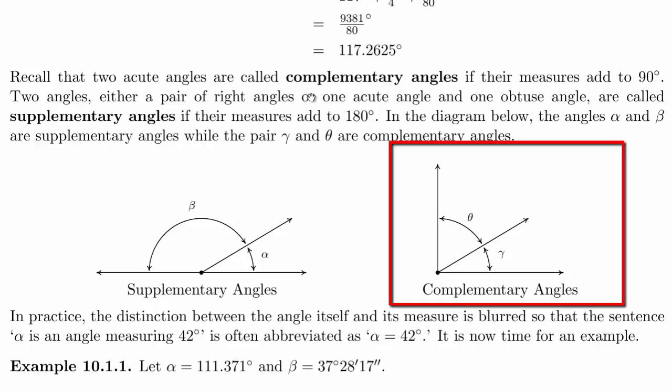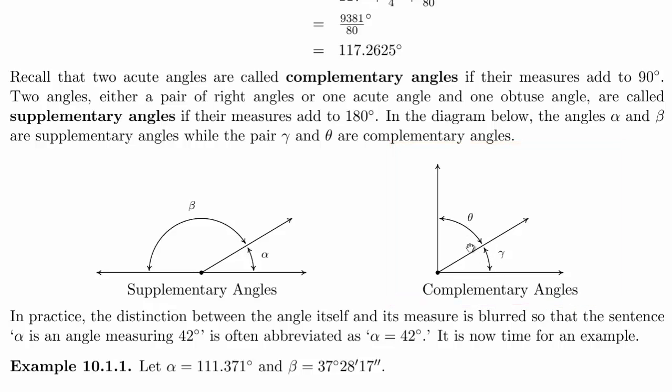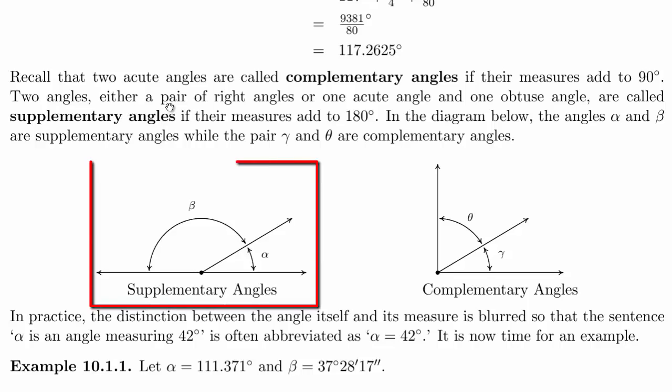Two acute angles are complementary if their sum is 90 degrees, as shown right here. Two angles, either a pair of right angles or one acute angle and one obtuse angle, are called supplementary angles if their measures add to 180 degrees.